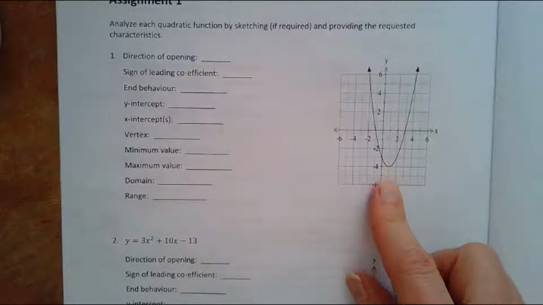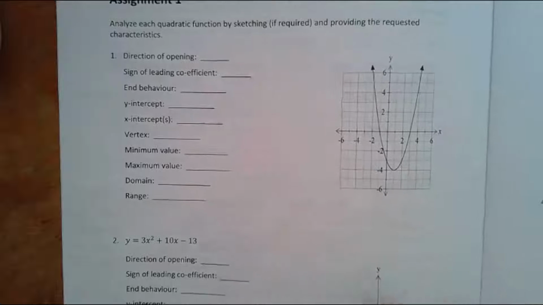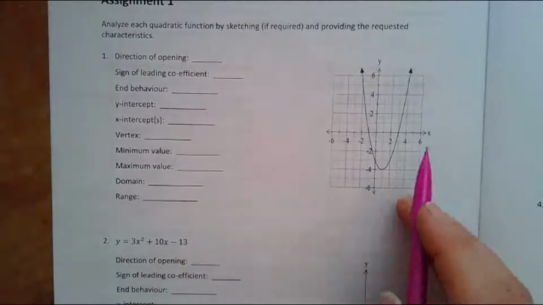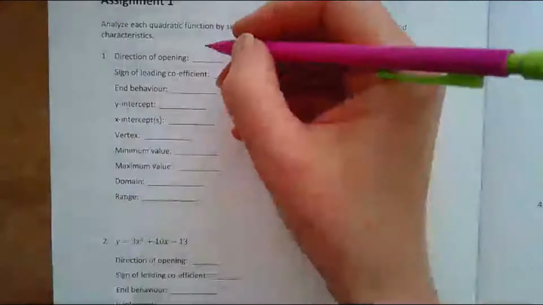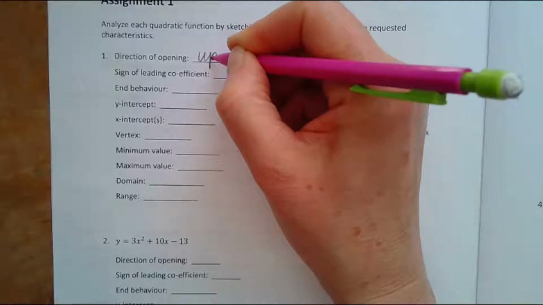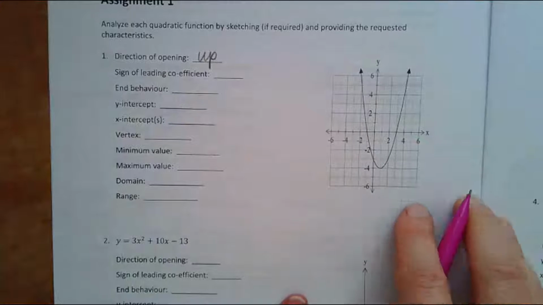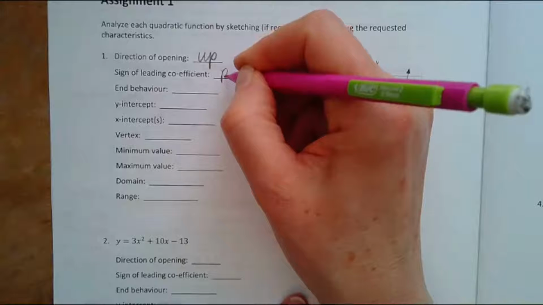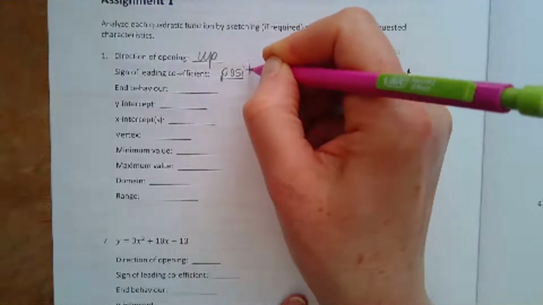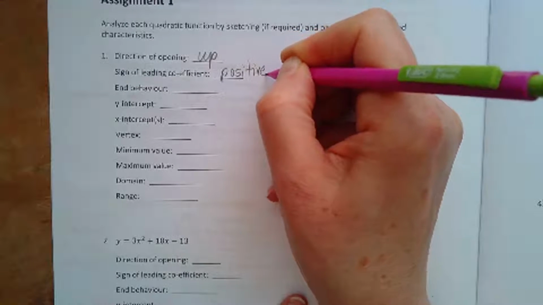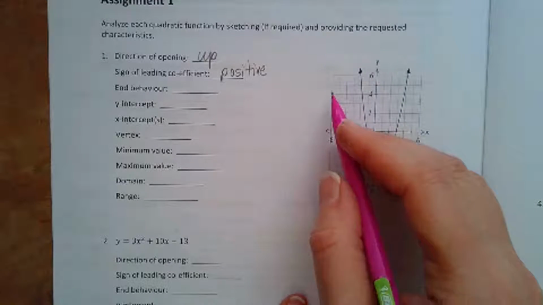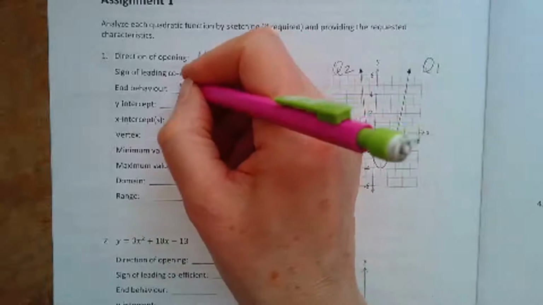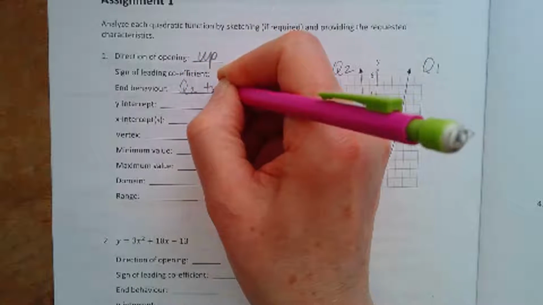So it's a quadratic function. It's an upward shaped quadratic function. That already tells me a lot that I need to know about this quadratic function. The opening is up, right? You can say up or upwards. That means the sign of the leading coefficient is positive. The end behavior, this is quadrant 2, and this is quadrant 1. So we say from quadrant 2 to quadrant 1.